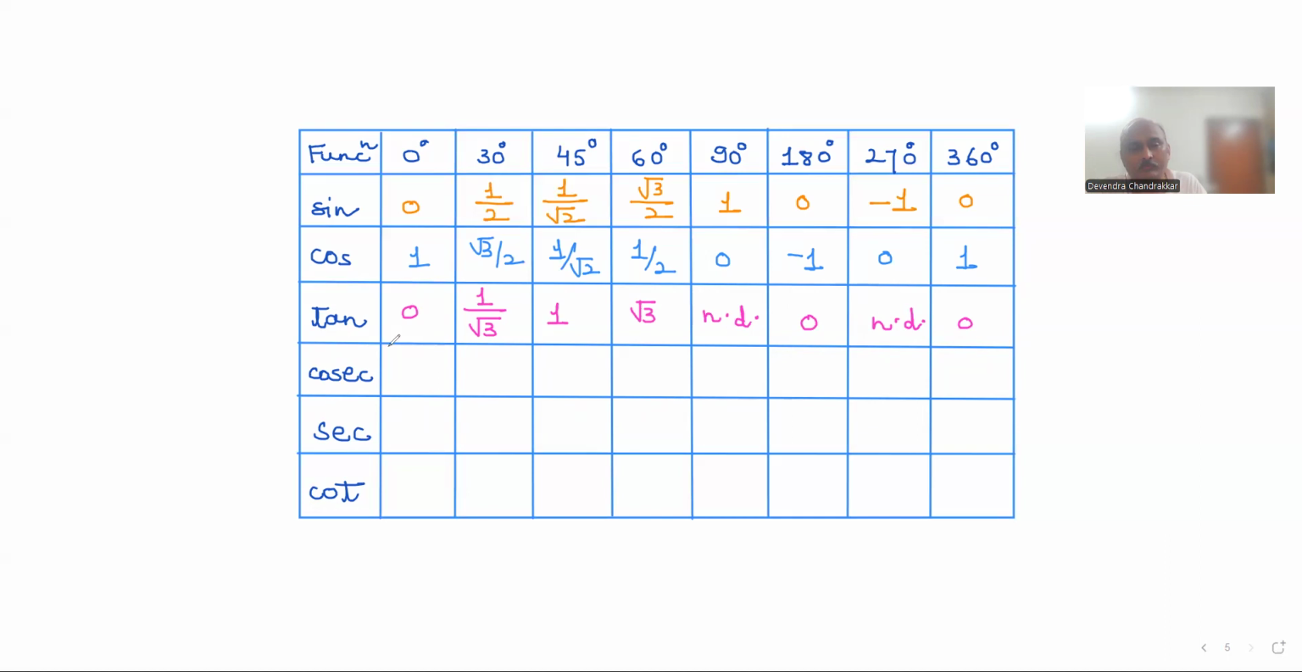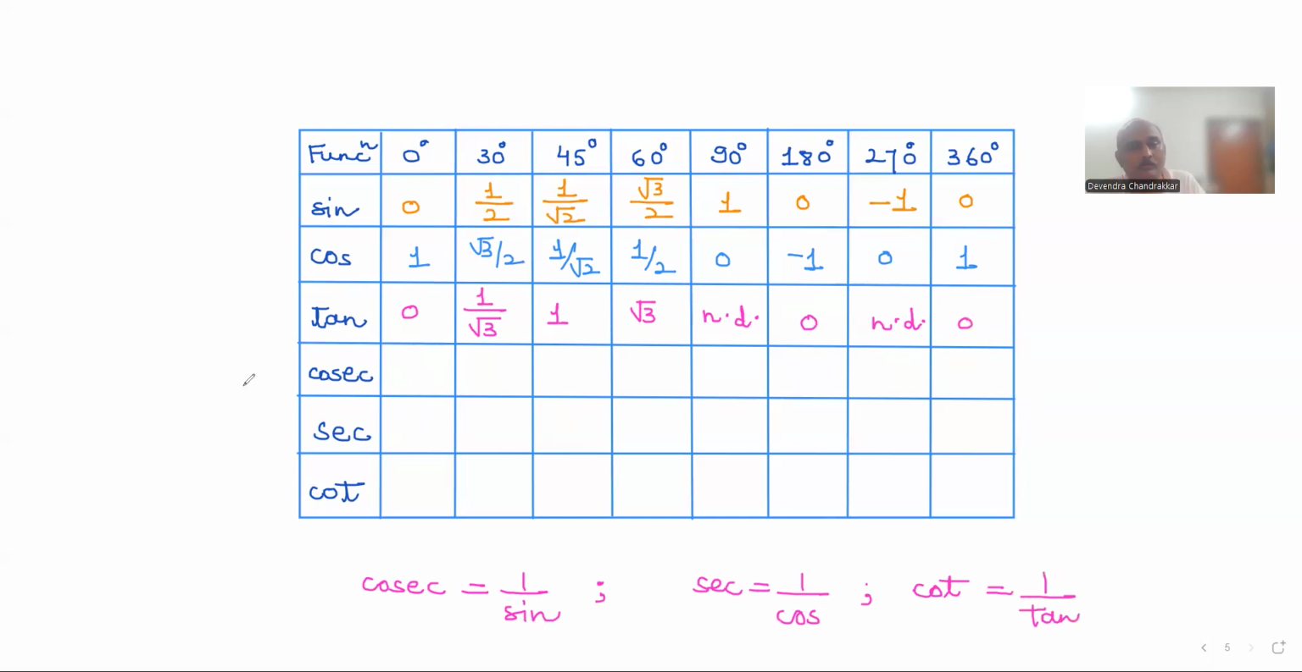You all are aware of this. So do 1 upon sine for cosec. I'll write it here. Cosec is 1 upon sine. Sec is 1 upon cos. And cot is 1 upon tan. Right? You simply have to inverse the values of the first three columns.